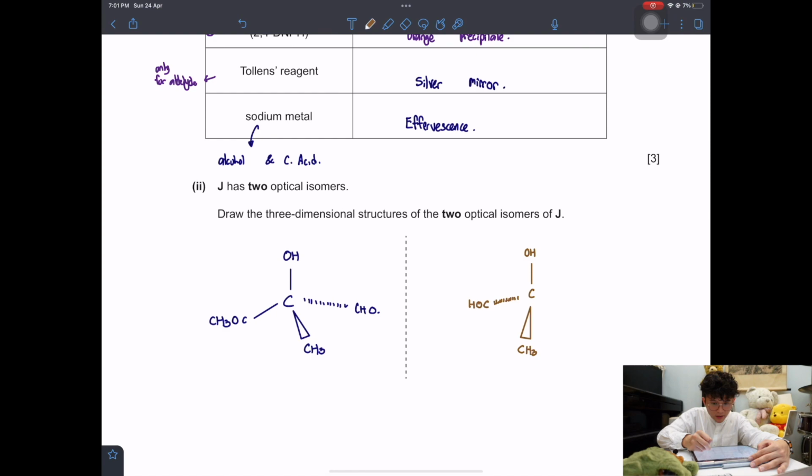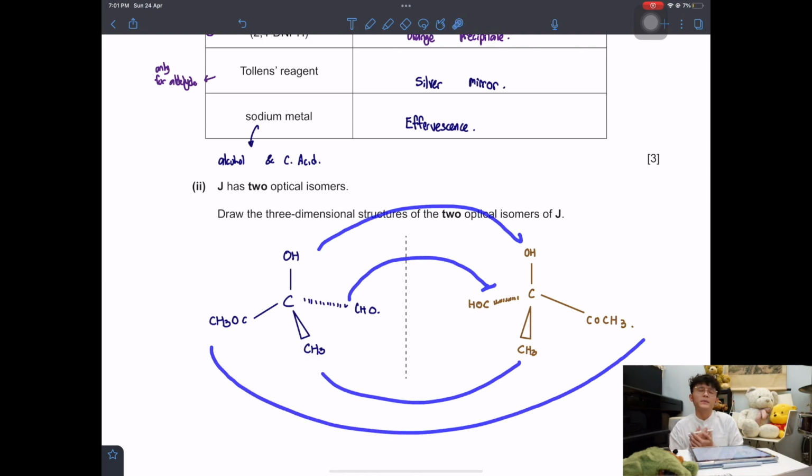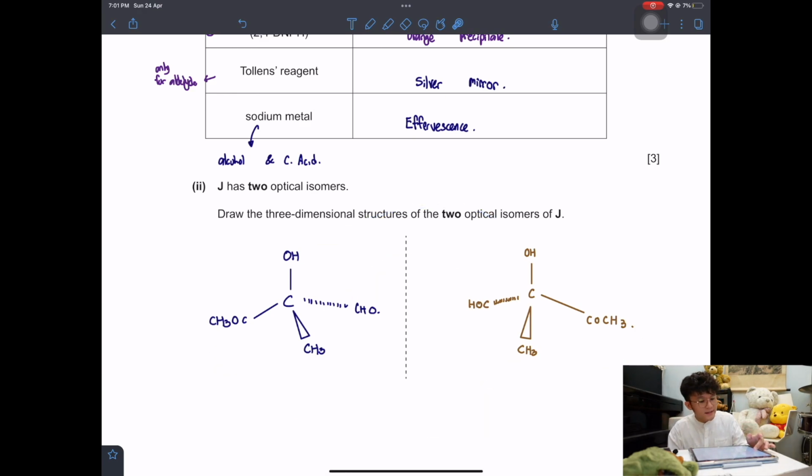Then this will be a COCH3. Okay, so my optical isomer is done. Remember, it's completely a mirror of each other. You can see mirror, mirror, mirror. So it forms a mirror image. Let's go. Okay, next, 13.